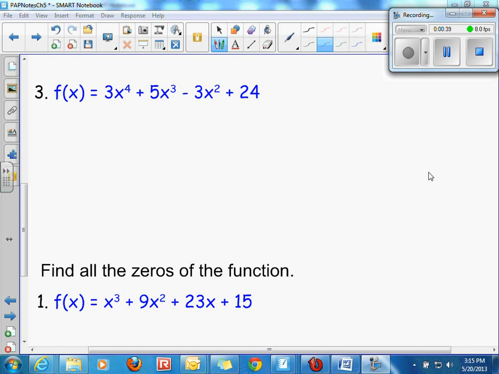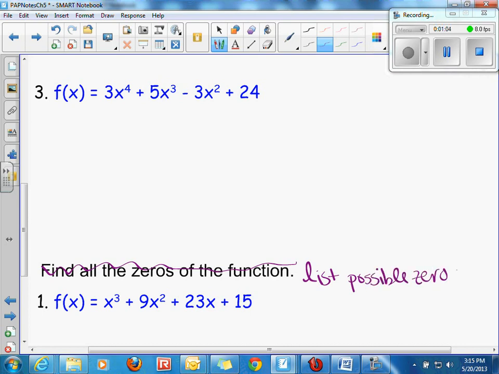What it does is it helps us narrow down a list of choices for us to start testing with synthetic division to see which ones are real zeros, and then go to factor from there. So on your worksheet also, you don't have to find all the zeros in the last one if you could just list the possible zeros. So do the same thing that I'm going to do here, because we're going to be finding all the real zeros when I get back on Thursday.